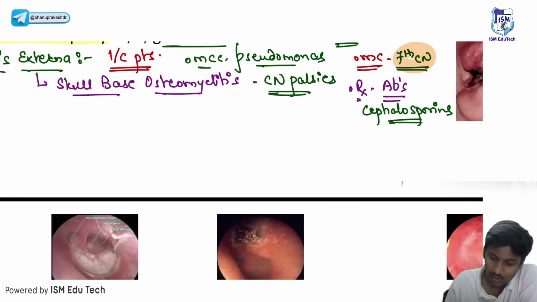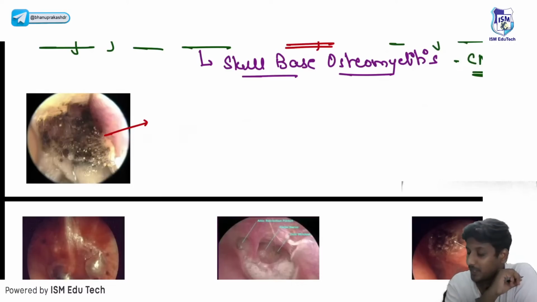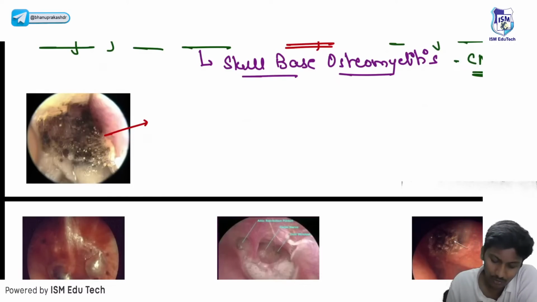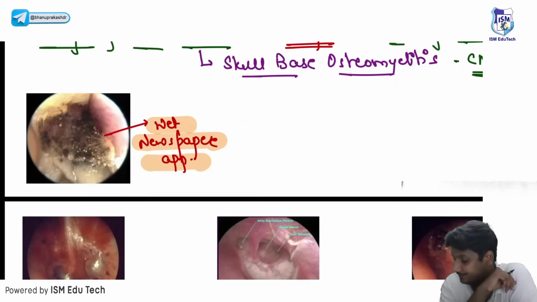That is important. Next is this one. As you can see over here, on otoscopy you can see a blackish and whitish appearance in the external auditory canal. It appears wet also. There is some kind of pus also. This is the characteristic wet newspaper appearance. Seen in which condition of the external ear? Let me know that.